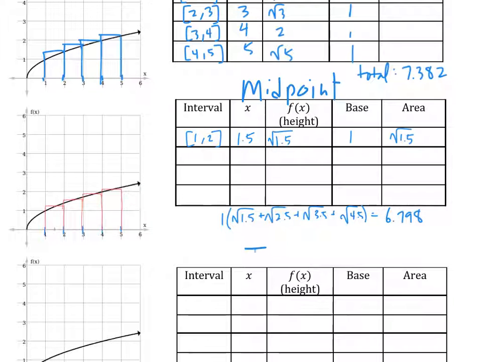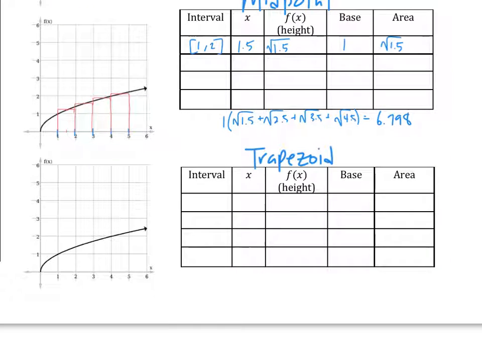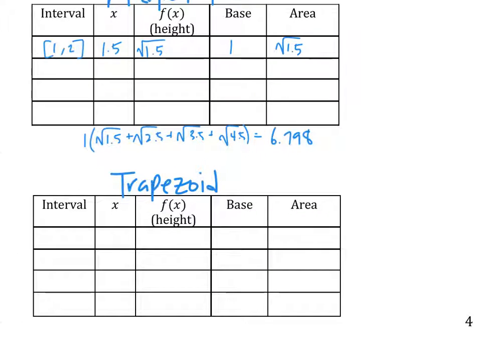Last one is trapezoid. Trapezoid gives us kind of the best area, but it really depends on the graph. Trapezoid, we have to memorize the trapezoid area. Do you remember the area of a trapezoid? Base 1 times base 2. Wait, no, base 1 plus base 2 times height divided by 2. Yes, but depending on how your trapezoid looks.